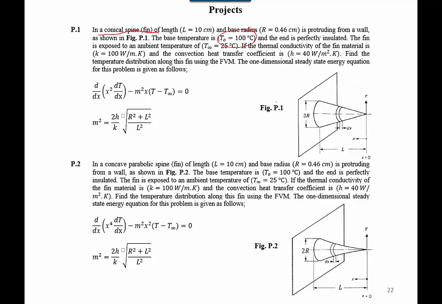This fin is exposed to T infinity, which equals 25 degrees centigrade of the environment. If the thermal conductivity of this fin is constant and the convection heat transfer coefficient between the environment and the fin material is also constant, it is required to find the temperature distribution of this shape using the finite volume method, knowing that the governing differential equation is given here with a value of m squared, which equals the parameter that is shown.